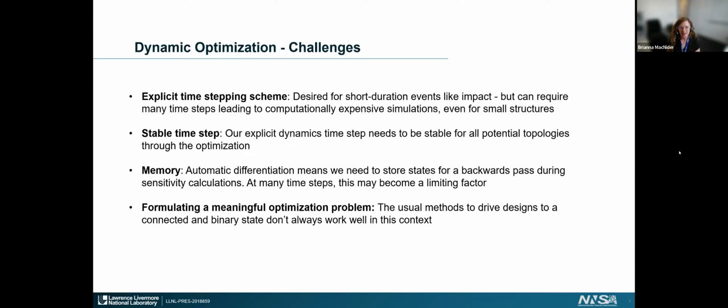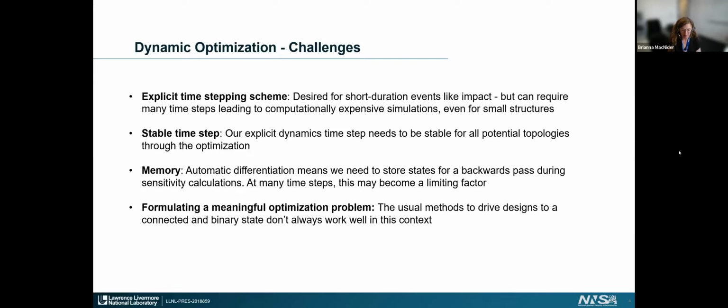Second, tied into this is that within our explicit time stepping scheme, we do need to size our time step for stability. And given that we are doing a topology optimization problem, it needs to be stable not just for our initial design, but for all potential topologies that we could come up with in our optimization. It would be very undesirable to get a couple of hundred optimization iterations in and then have everything crash because all of a sudden a new design that the optimization problem comes up with is no longer stable at the time step that we're working with. So that's important to consider.